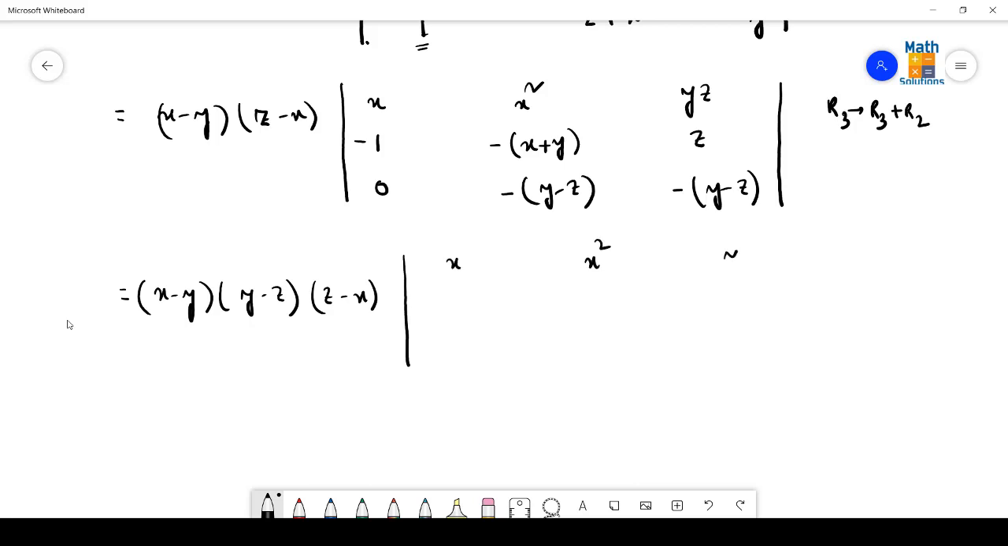x, x square, then yz, then here it is minus 1, then it is minus 1, not minus 1, this will remain as it is, x plus y, then after z, then 0, this is minus 1, again this is minus 1.